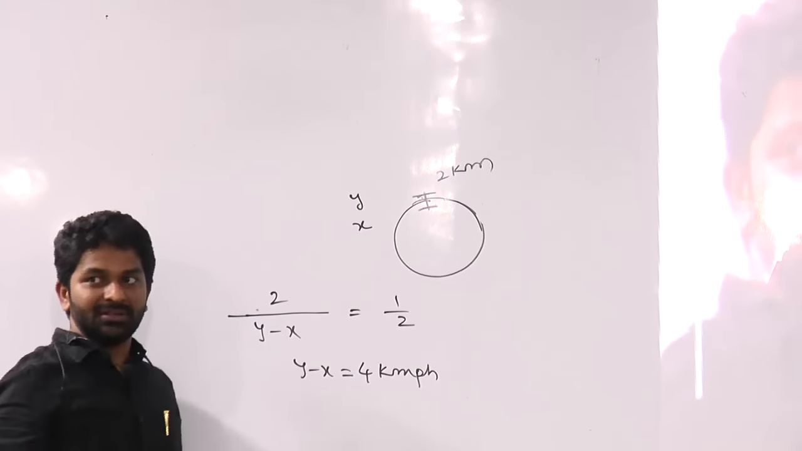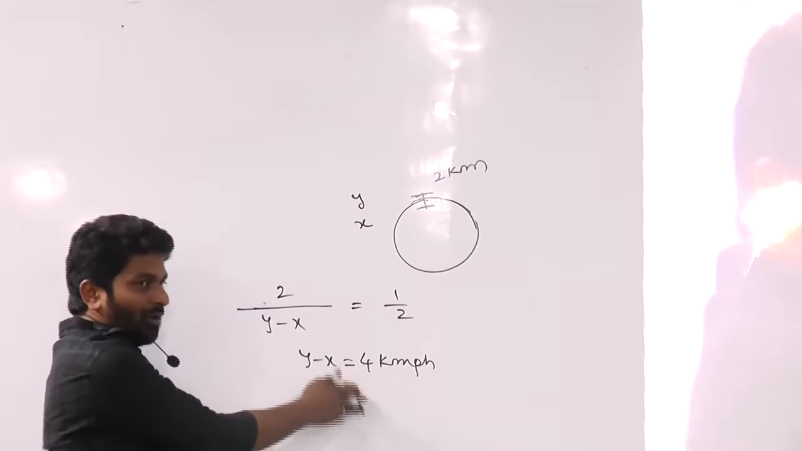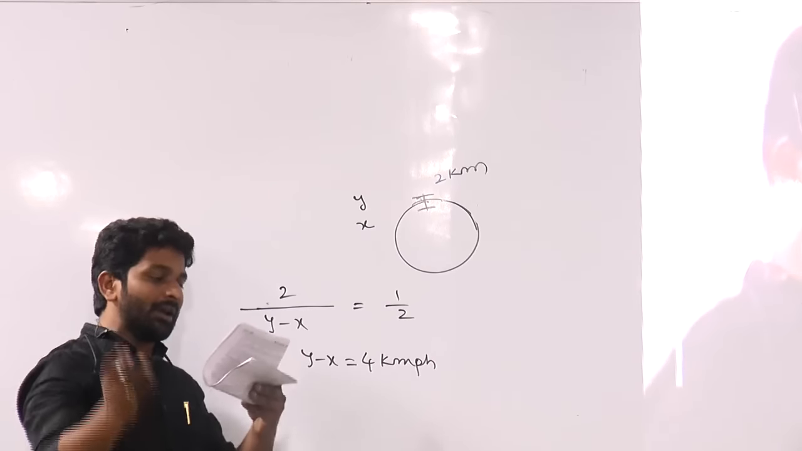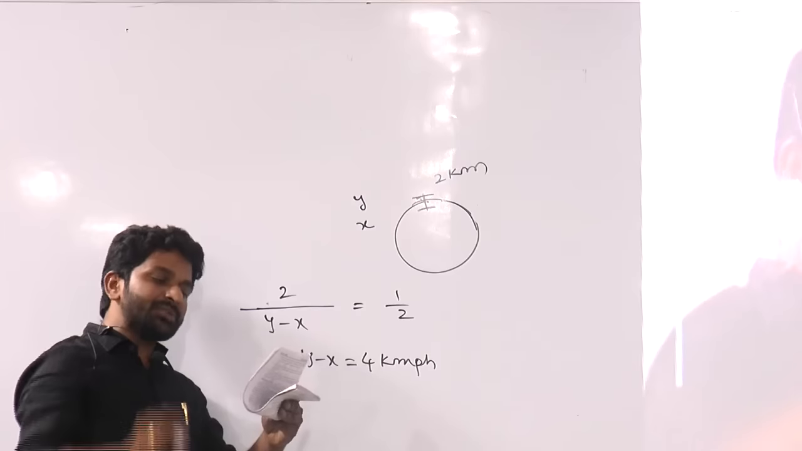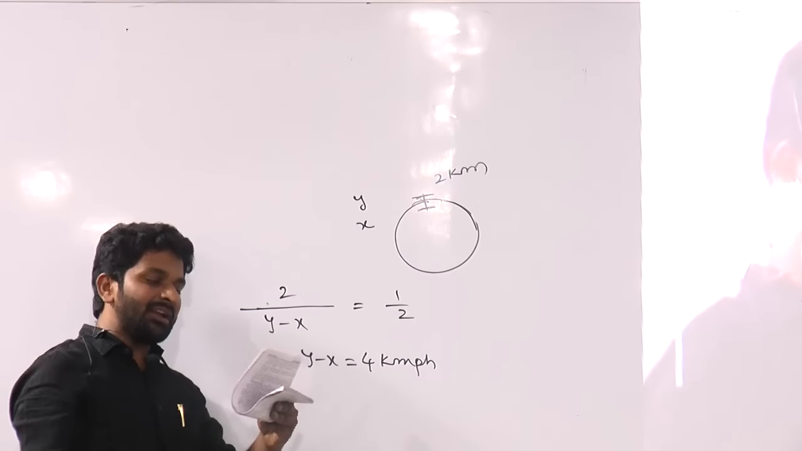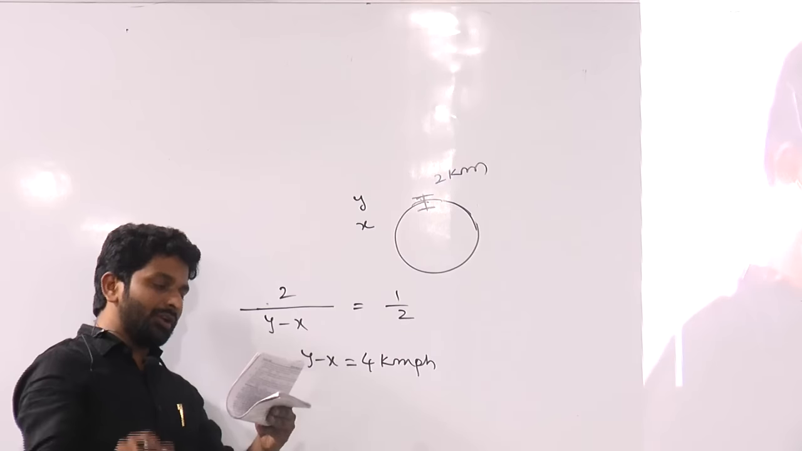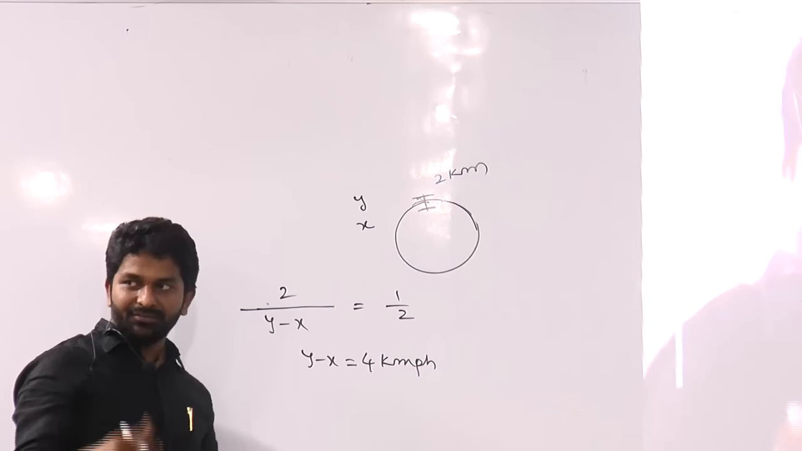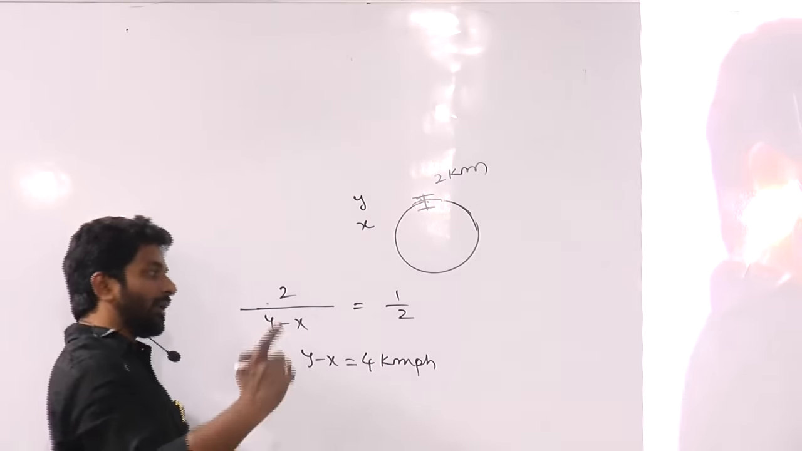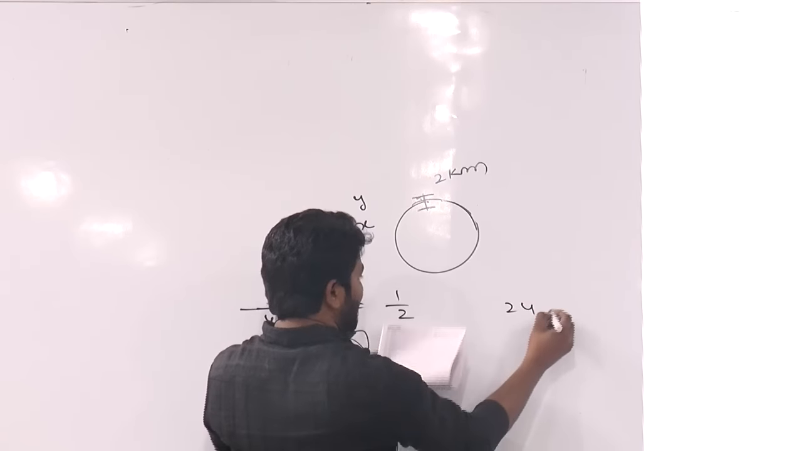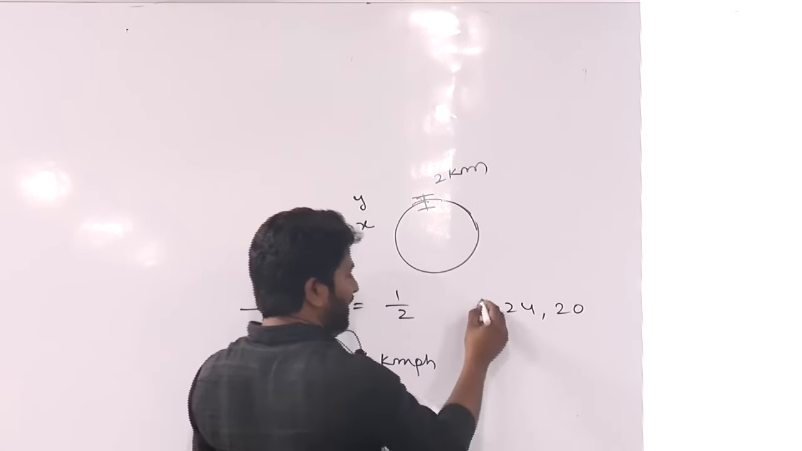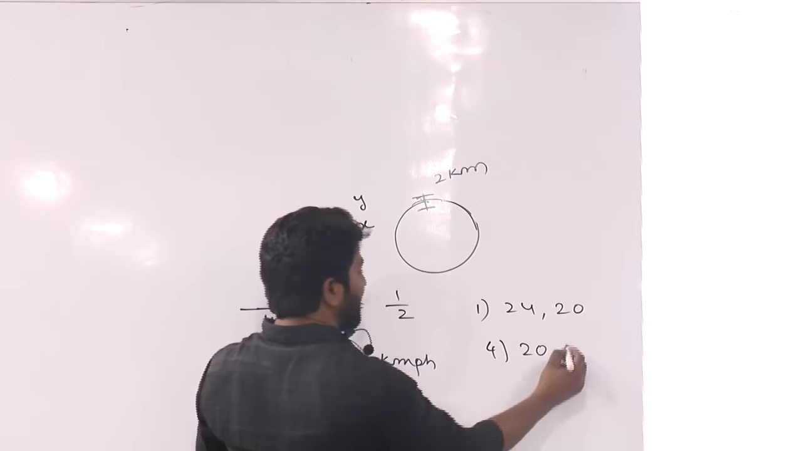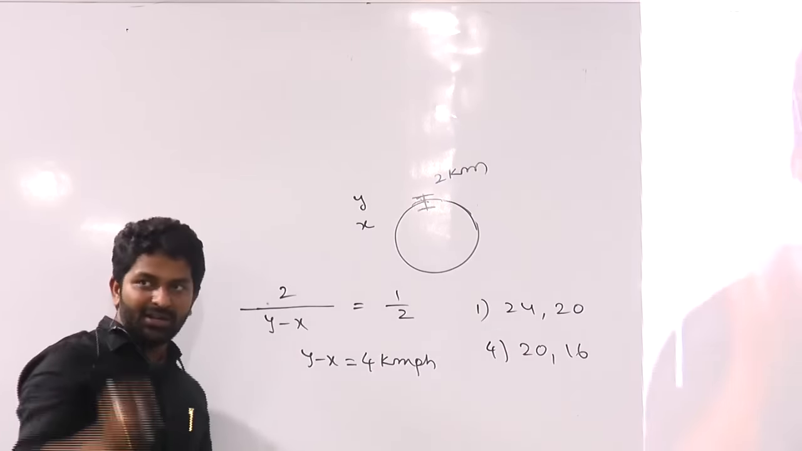Look at your options. Y minus x should be equal to 4 kilometer per hour. Difference between their speed should be equal to 4 kilometer per hour. How many such options are there? First option satisfies. Second one eliminated. Third eliminated. Fourth 4 kilometer per hour. Fifth one eliminated. Yes or no? So difference of their speeds should be 4 kilometer per hour. You have only two options. One is 24 kilometer per hour, second one 20 kilometer per hour. This is first option. And fourth option also says 20 and then 16. One condition we have verified.